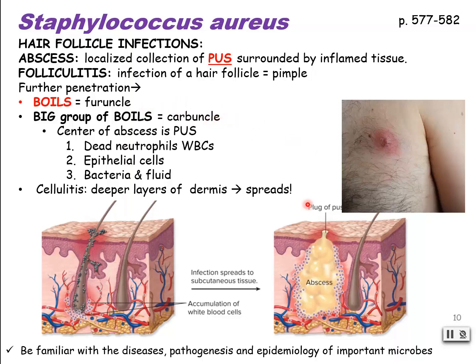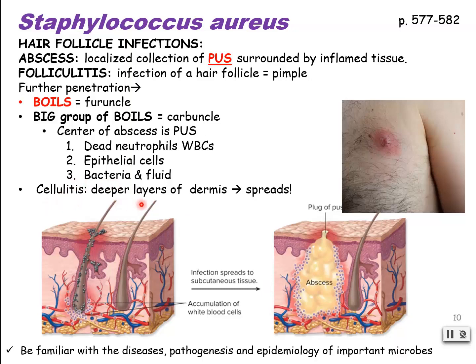If it really gets big and spreads a little bit more in the dermis, then it can be called a carbuncle. What you find in the center of that abscess, remember, pus is a collection of dead neutrophils, bacteria, epithelial cells, and skin secretions, so fluid builds up. If this spreads throughout the deeper layers of the dermis, notice now we've got capillary beds and blood passageways, you can get what's called cellulitis.